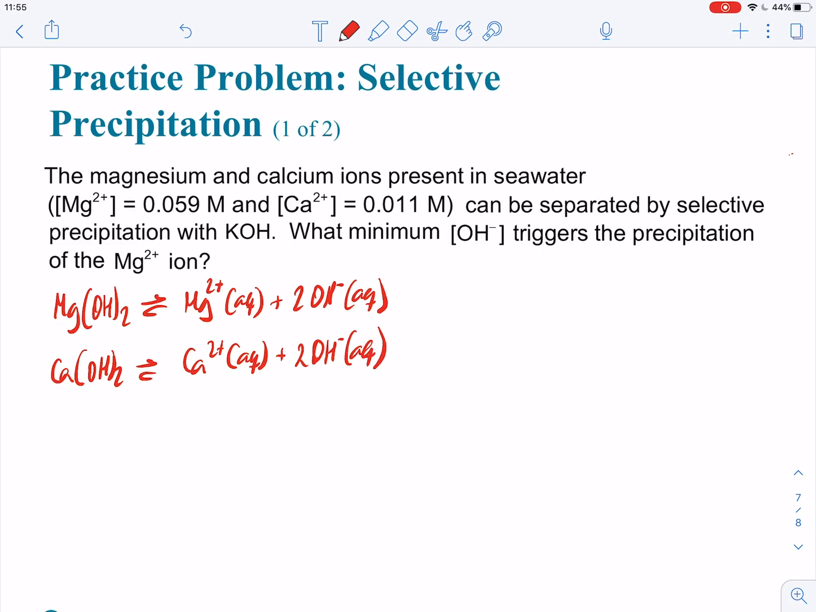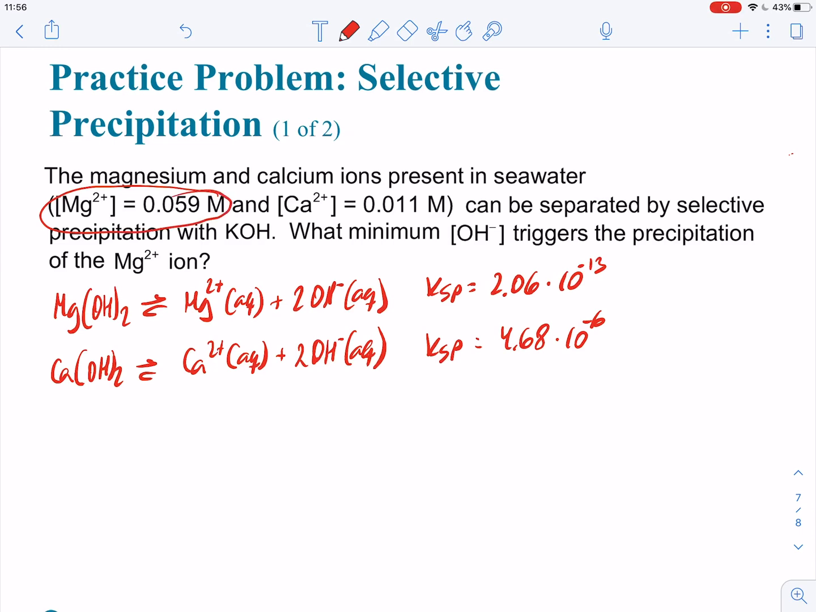Because for magnesium hydroxide the KSP is equal to 2.06 × 10^-13. And for calcium hydroxide, the KSP is equal to 4.68 × 10^-6. So obviously, given the same stoichiometry, when you look at the values of KSP, magnesium hydroxide is less soluble than calcium hydroxide. Now we're going to focus our attention on magnesium hydroxide, and we have a starting concentration of magnesium.